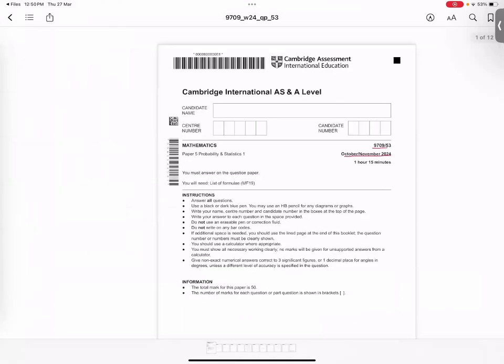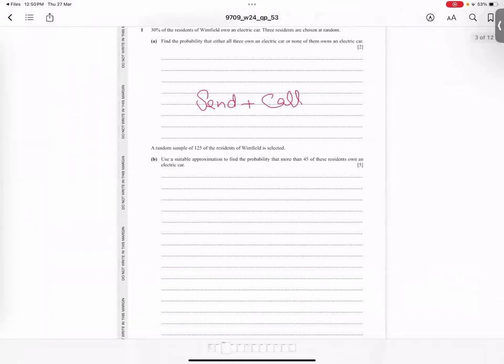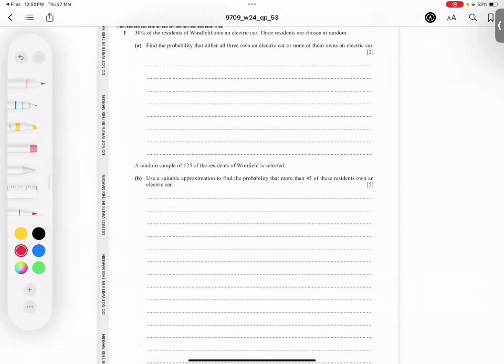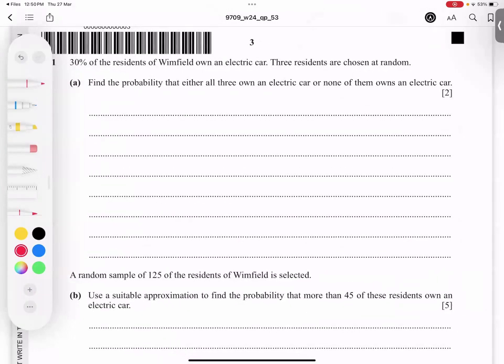Okay, so let's start. First question we should try now. Okay, so have a look. What a question we have. 30% of residents of Wimfield own an electric car. Three residents are chosen at random. Find the probability either all 3 own this electric car or none of them.